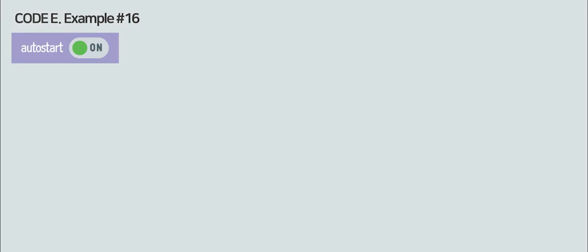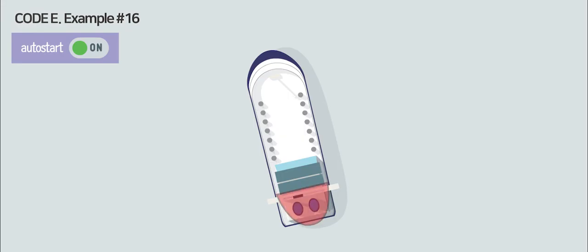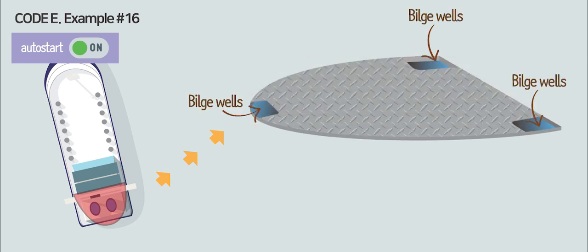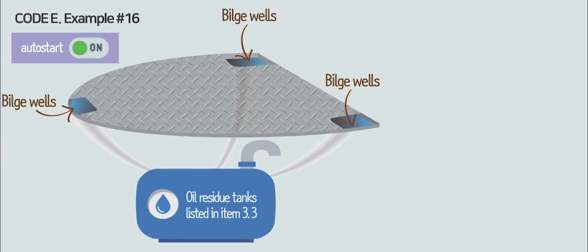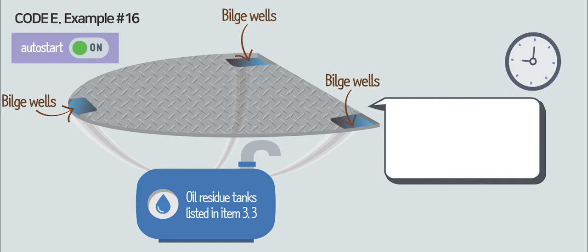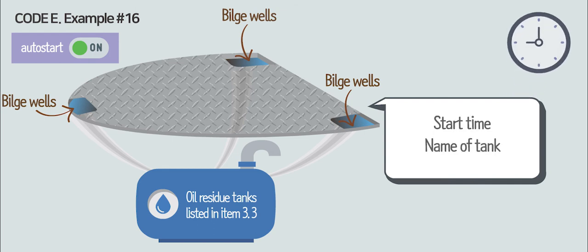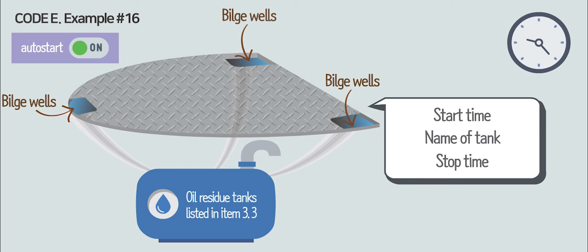Example 16. In case of transfer of bilge water from engine room bilge wells to a tank listed under Item 3.3 in the supplement to the IOPPC. Item 17. Transfer start time and name of tank. Item 18. Stop time are recorded using Code E.